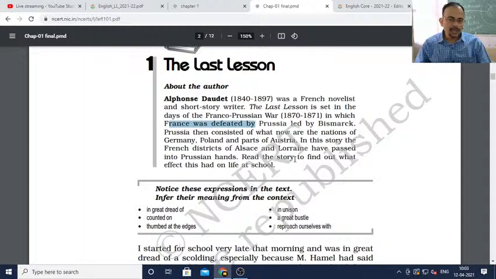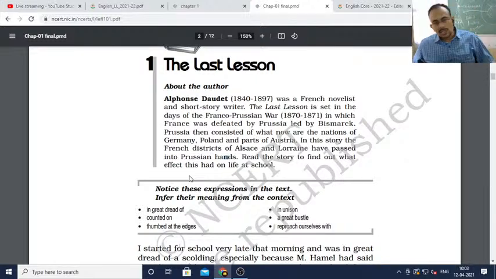In this, France was defeated by Prussia, led by Bismarck. So Prussia then consisted of, no longer there of course, but Prussia then consisted of what now are the nations of Germany, Poland, and parts of Austria. So Germany, Poland, and parts of Austria comprised Prussia earlier. Okay, in this story, the French districts of Alsace and Lorraine had passed into Prussian hands. Read the story to find out what effects this had on life at school.